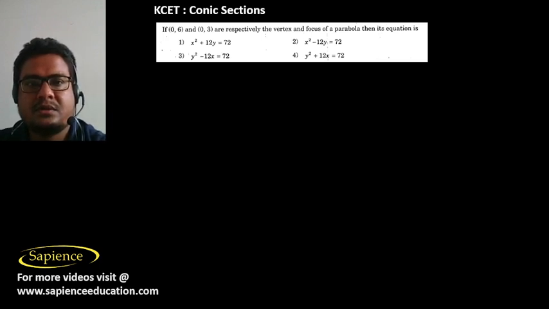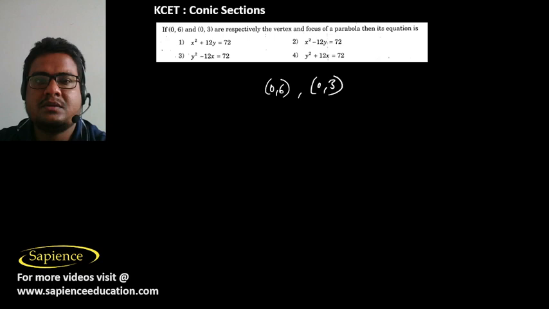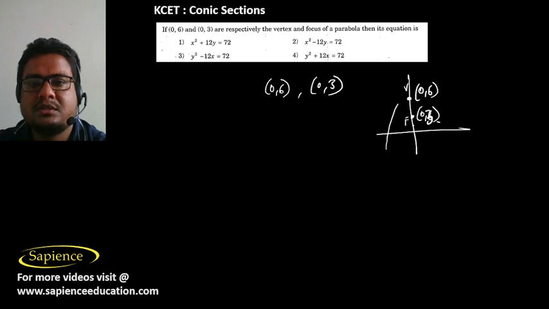If 0, 6 and 0, 3 are respectively the vertex and the focus of a parabola, so 0, 6 is the vertex and 0, 3. So let's say this be 0, 3 and this is 0, 6. This is the vertex and this is the focus. So it means that the parabola is concave downwards.